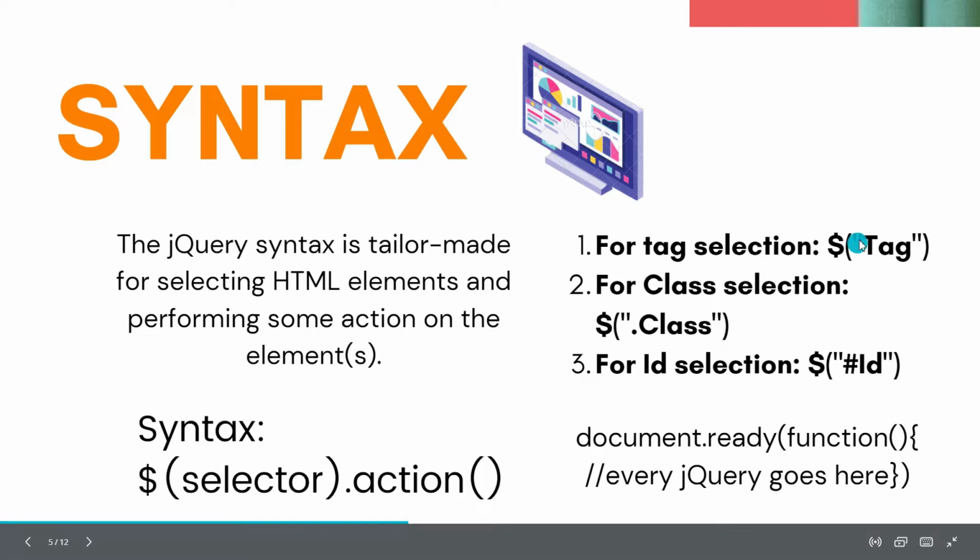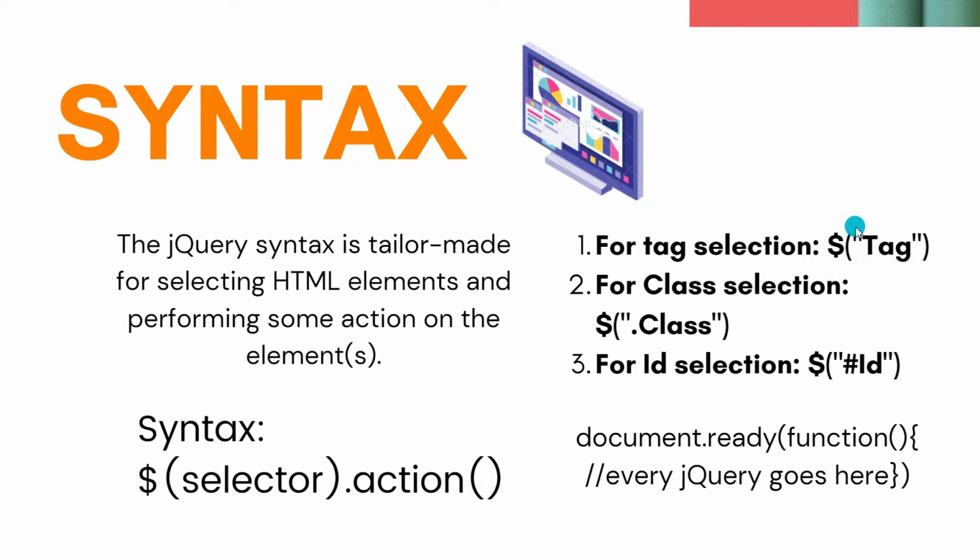When you use the dollar sign, you have to use brackets, under which you use double inverted commas, under which you mention the tag. If you want to select any class, you have to mention a dot and then the class name. Means if you have declared any HTML element using class equal to hello, and you want to call that HTML element, in that case you use dollar, and in the brackets you use inverted commas, dot hello, and it is going to select that one.